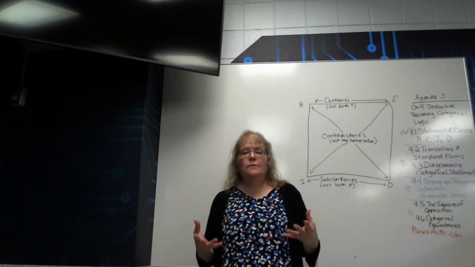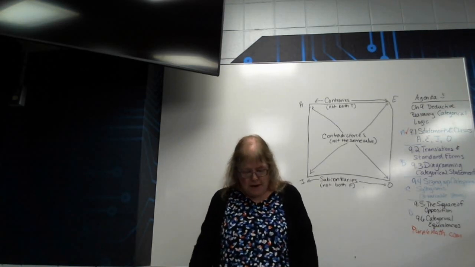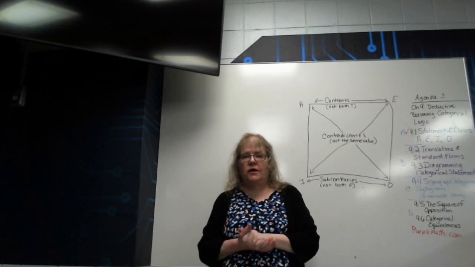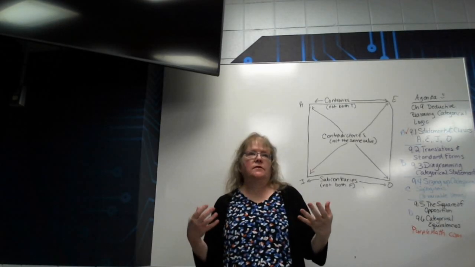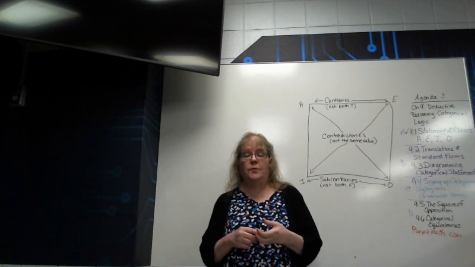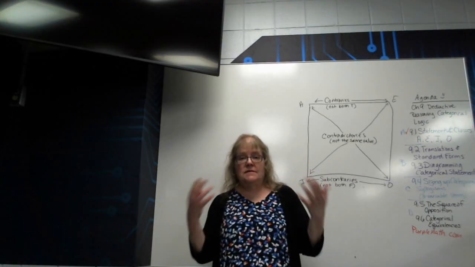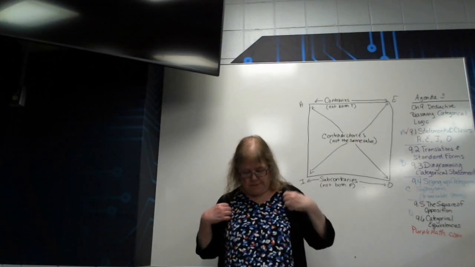Hello again, one more time in Chapter 9, and we're going to talk about the last two sections. The first one is called the square of opposition. Sounds like a medieval torture device. It's not. It's really going to help us a little bit with figuring out equivalencies. Is this true, false, that kind of thing.